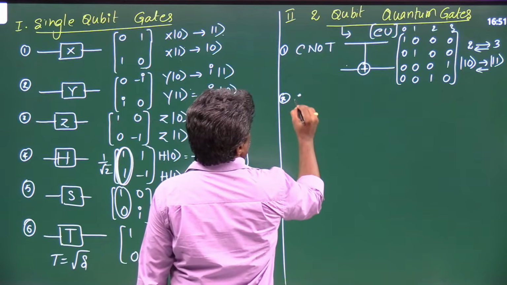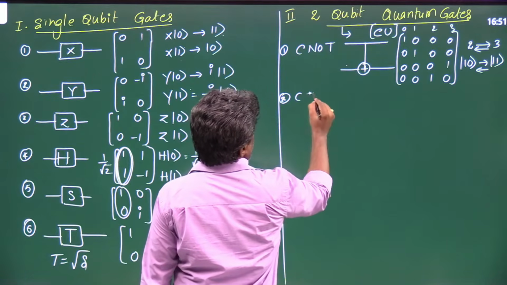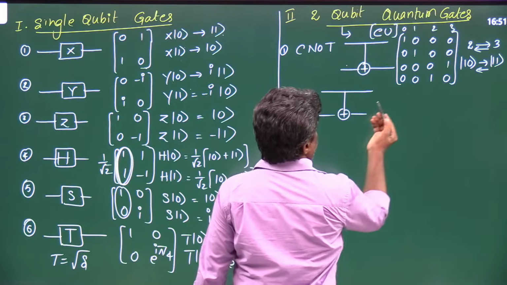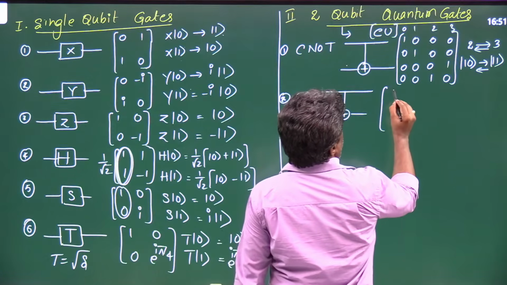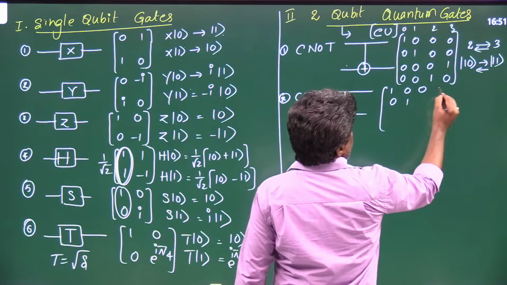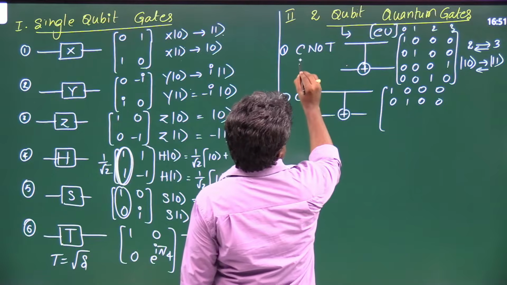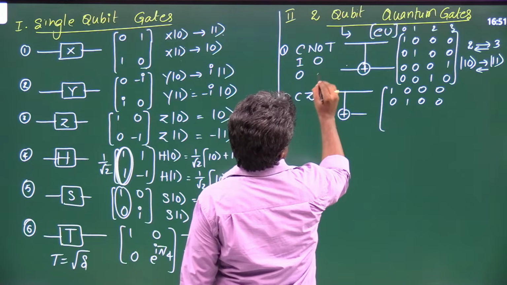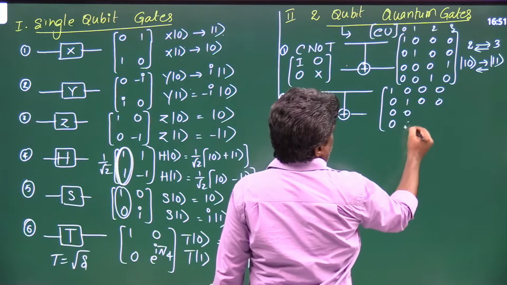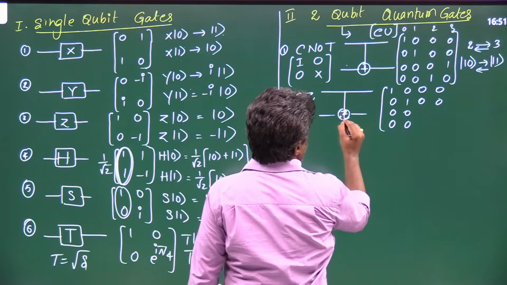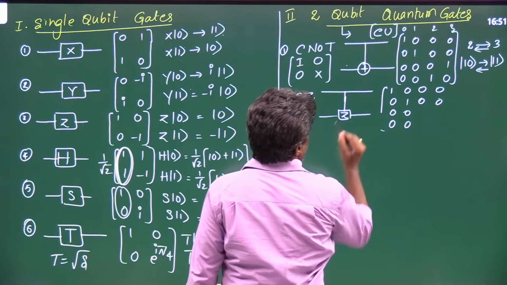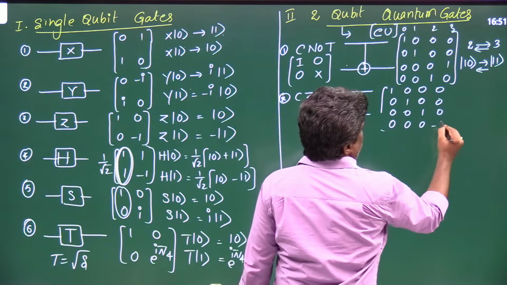And the second one, CZ. I hope you can write directly. This is 1 0 0 1 because of I, then 0 0 0 0. If you have confusion, you can write like this also. This is the matrix. Here, sorry, here we have Z. So Z is 1 0 0 minus 1.